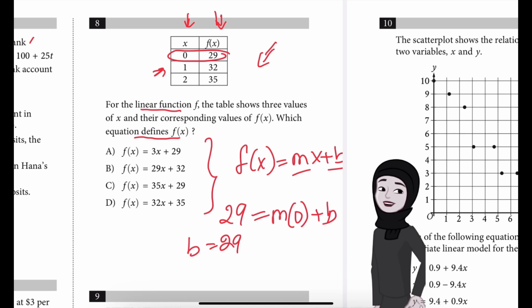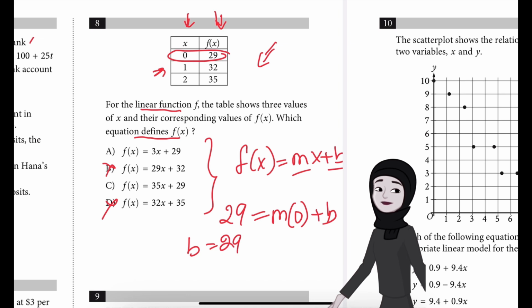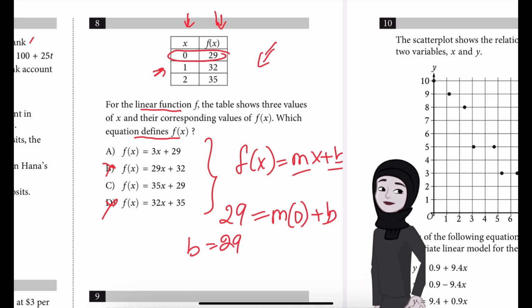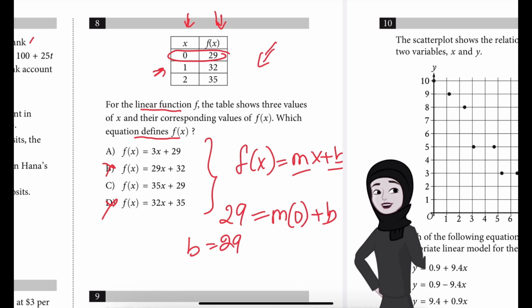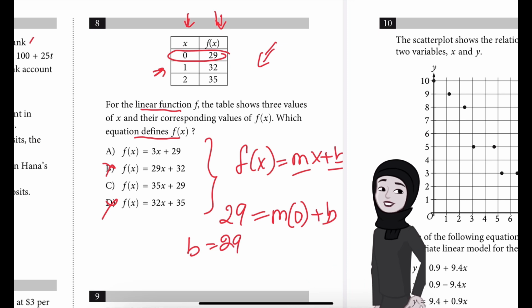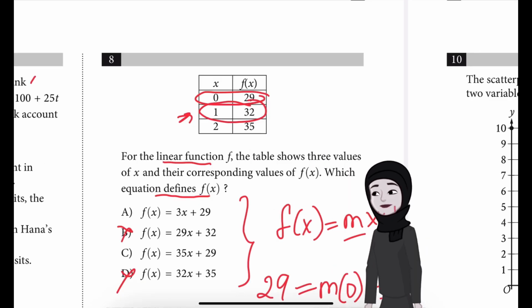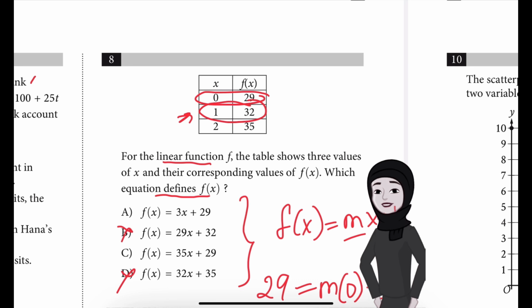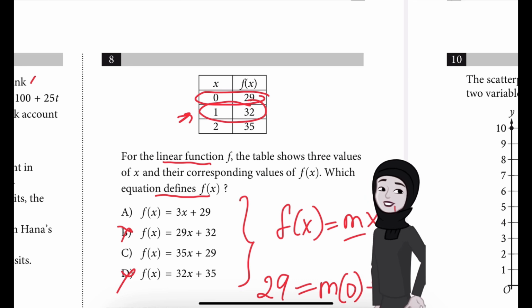That means we can actually eliminate a few answers already. Let's say B is eliminated and D is eliminated because b is 29. So now we have only A and C to decide from. So for that we can use another set of input and output. Now that we know b is 29, let us substitute. We can use another set of values where x is 1 and f of x is 32.